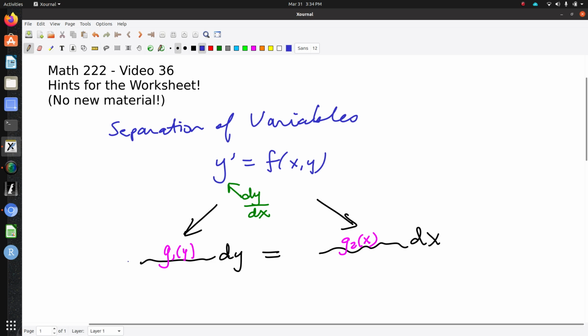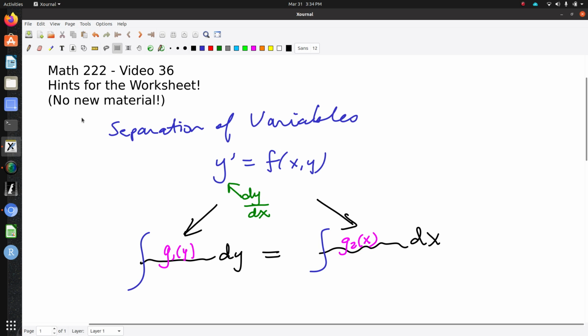If you succeed in doing that, you can integrate both sides, and then you succeeded. That's all you're trying to do. And if you're just trying to classify the problem as separable, you do not have to solve it. But if it asks you to solve it, then of course you have to solve it. But if you're simply trying to classify it as being solvable, then you go ahead and do that. All right.